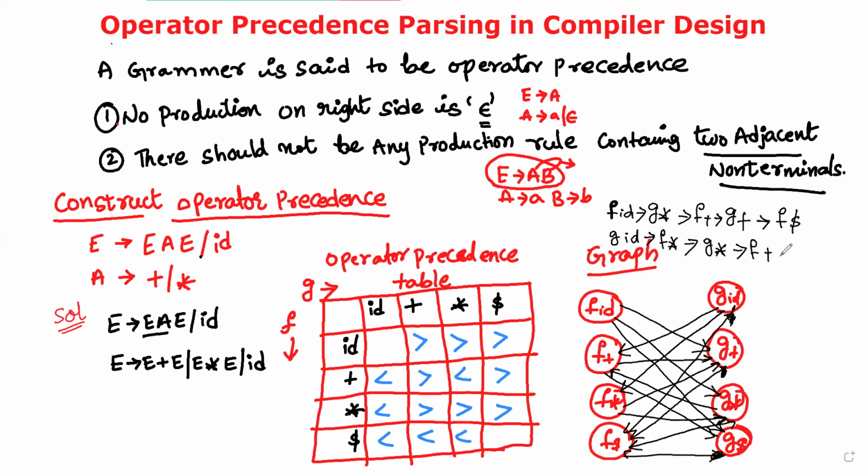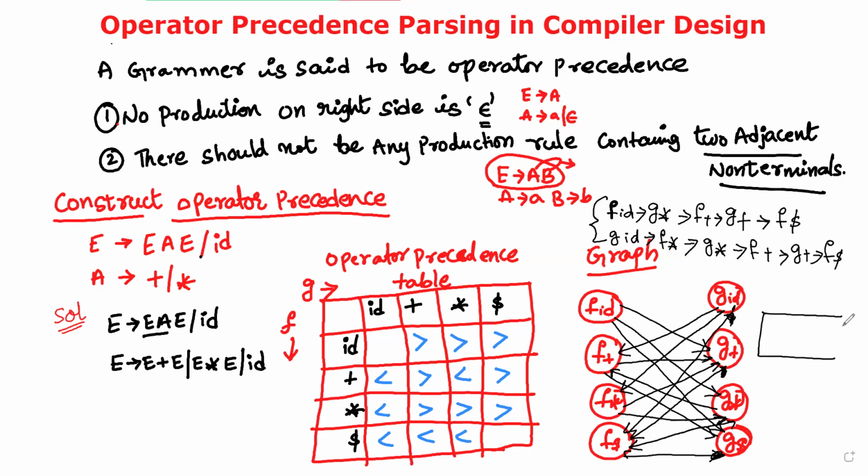So always you should select only the longest path, friends. So after g plus, I can go to f plus, I can go to g plus, then I can go to f dollar. So this is the way to construct the longest path, friends. You can find any path, but you need to select only the longest path, friends. Okay. So now the problem comes to an end.